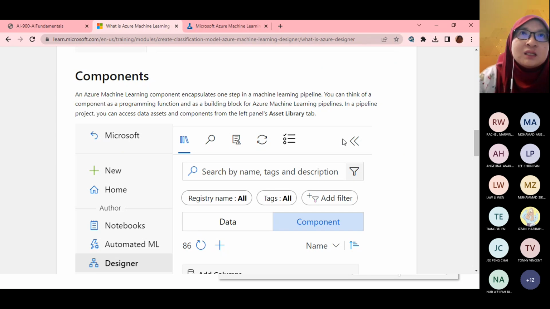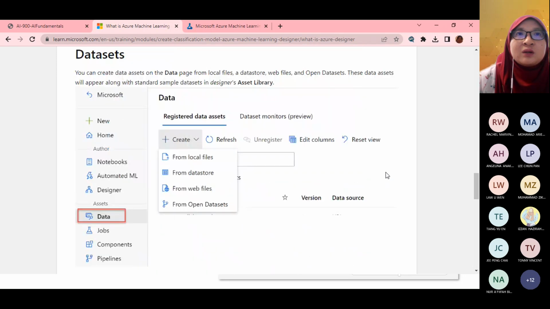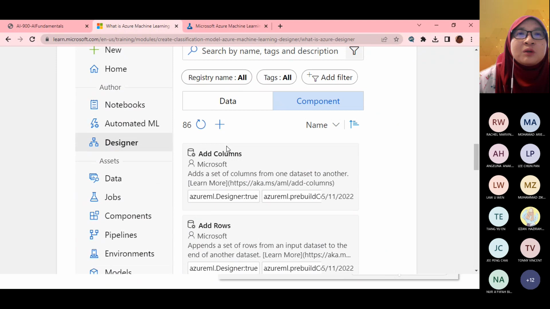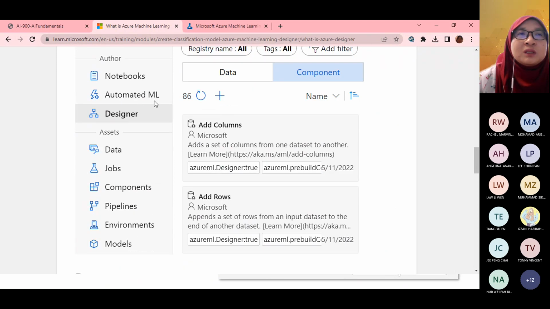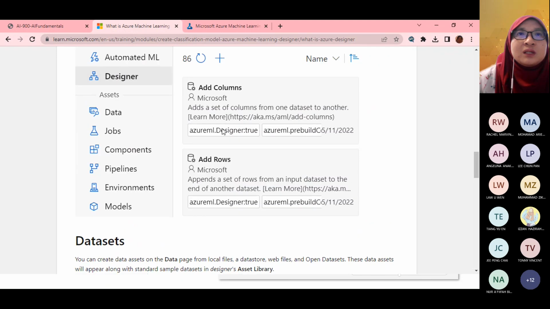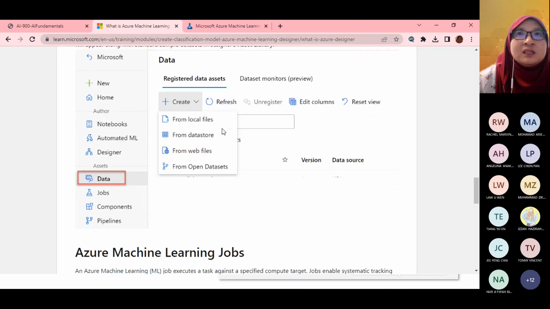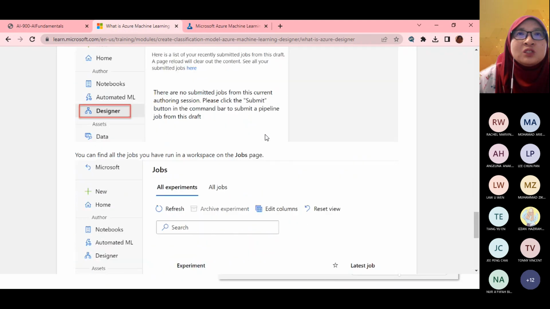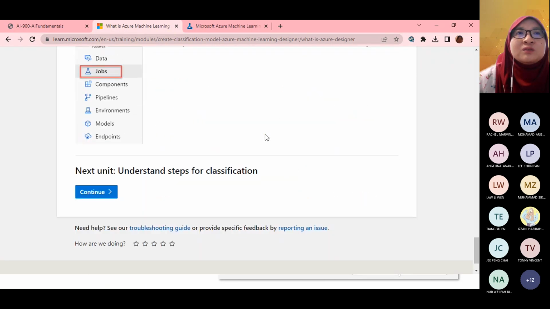If you have passed this AI-900, you go for AZ-900. So you need to have this knowledge of how to use Azure, the Azure platform. So this is just to give you an introduction. Okay, how the dataset works. So this shows you. Okay, this is the component. What is the component? We have the notebook, automated ML, as well as the designer. You can add the column, row, and these are the datasets. Dataset, edit column. Azure machine learning jobs. I know you will explore this first rather than me.